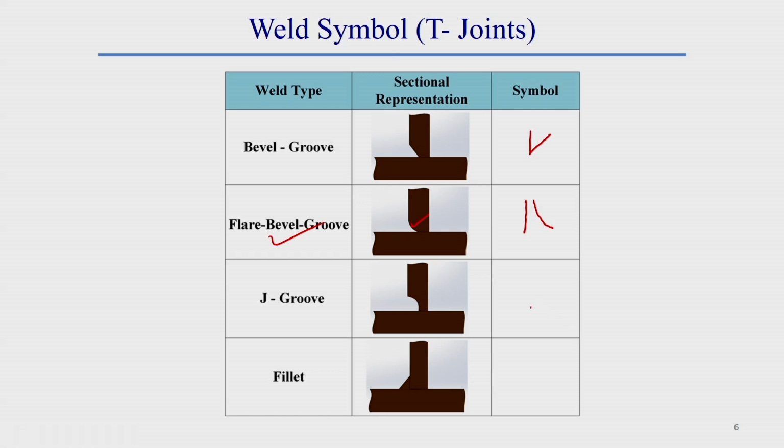If it is a J groove weld, then the J groove symbol generally looks like a J. And in case of a fillet weld, the symbol looks triangular in shape. So, these types of weld symbols are generally used for fillet welding also.